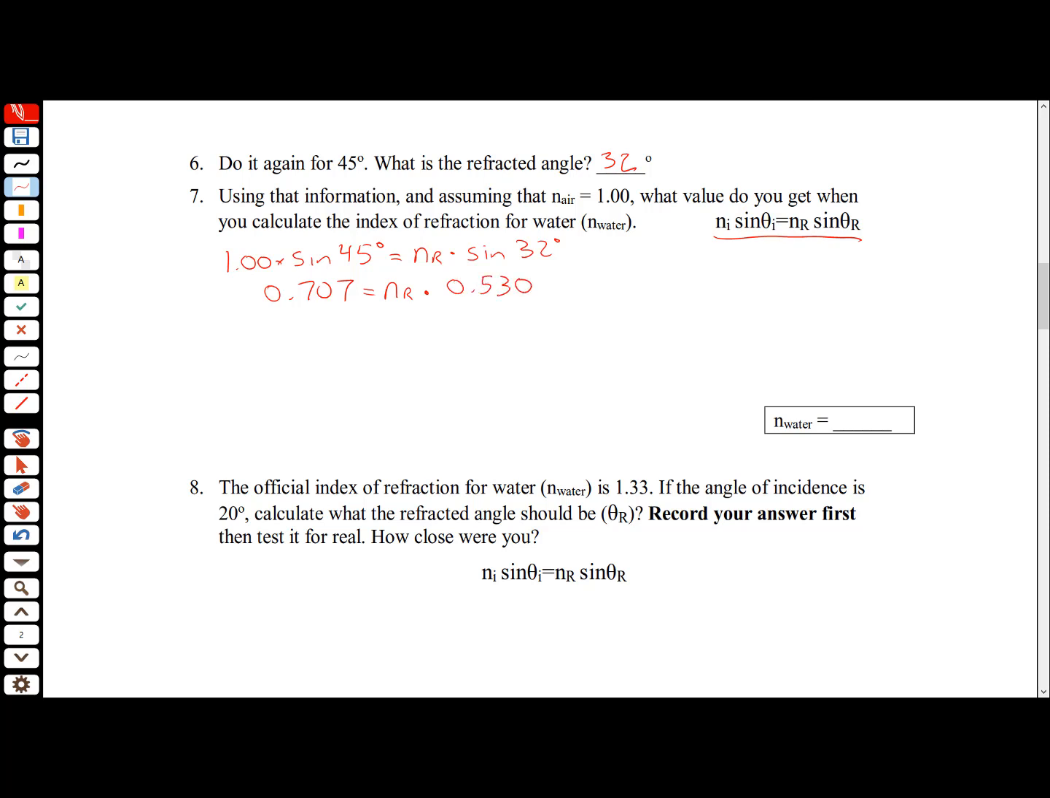Once we do some rounding, if we divide both sides by 0.530 here, we can make this go away. What you're left with is nr is equal to 0.707 divided by 0.53, and you get, again, an answer of about 1.33. This is one of the cool physics values that doesn't have a unit. Okay, so that only happens a little bit in physics.